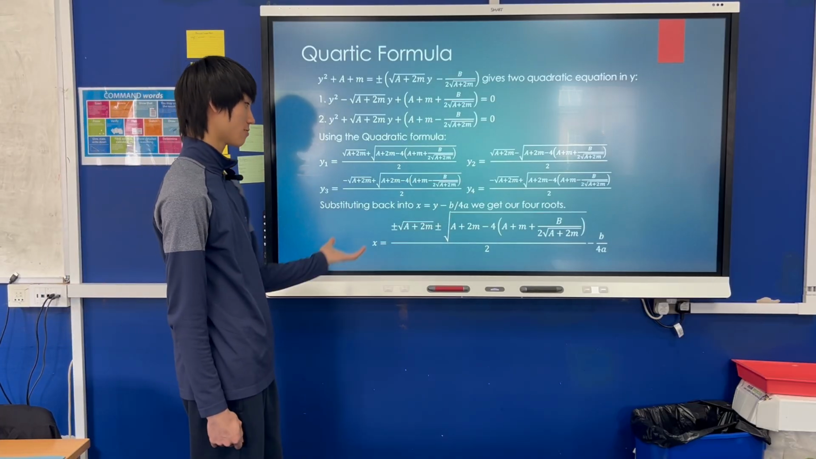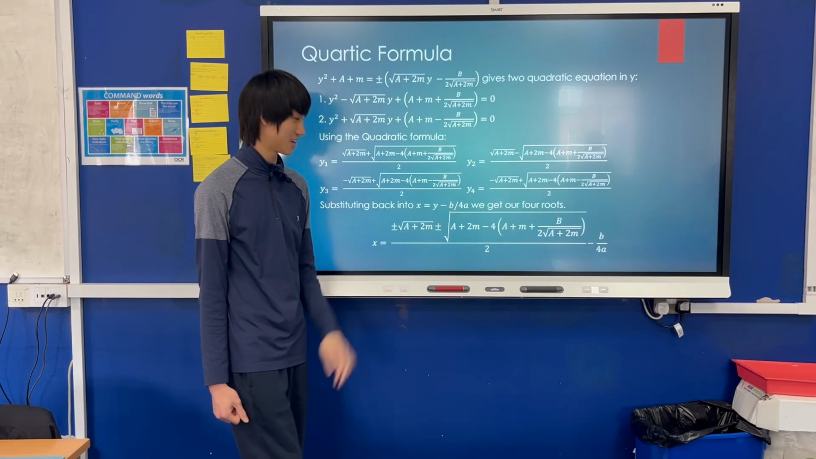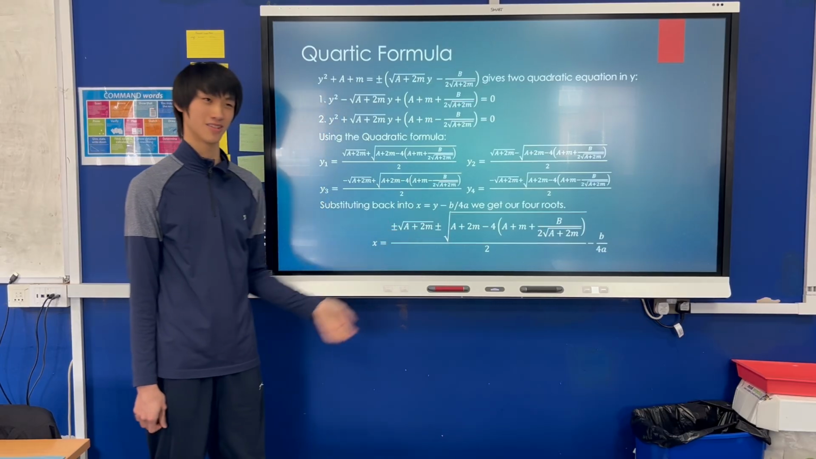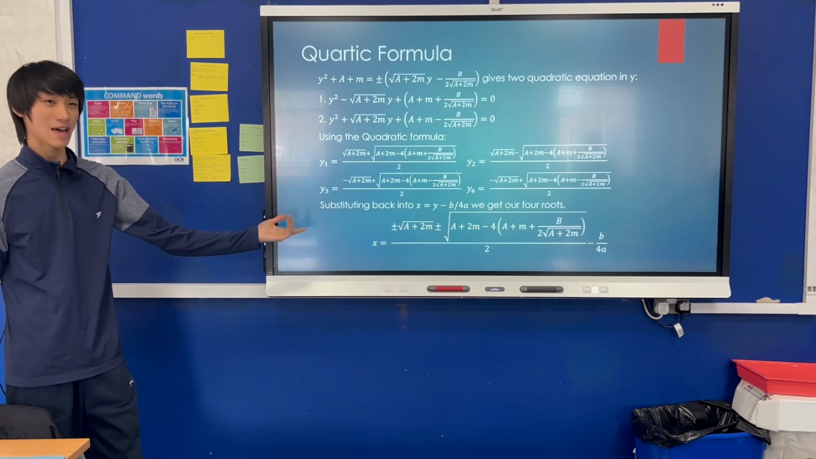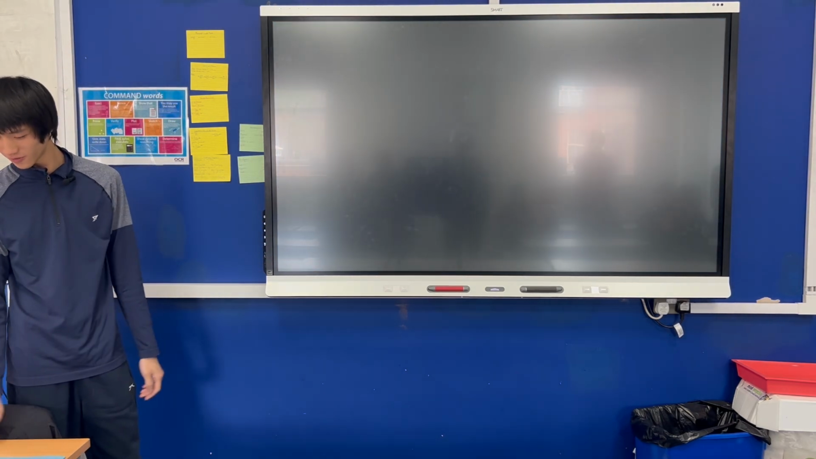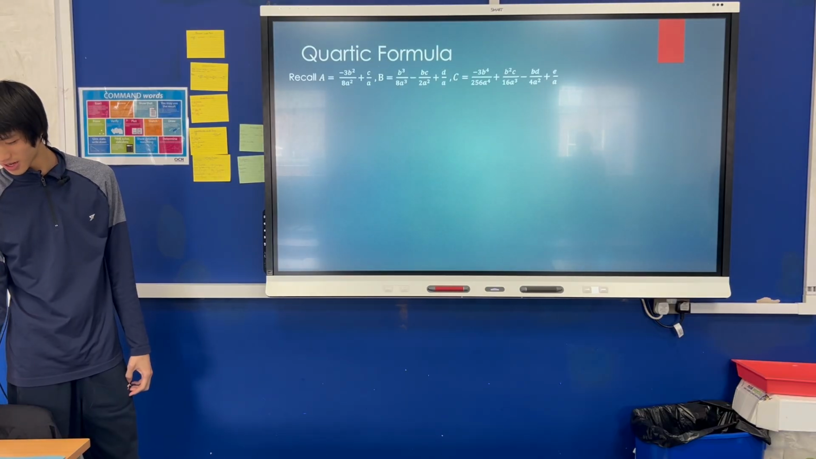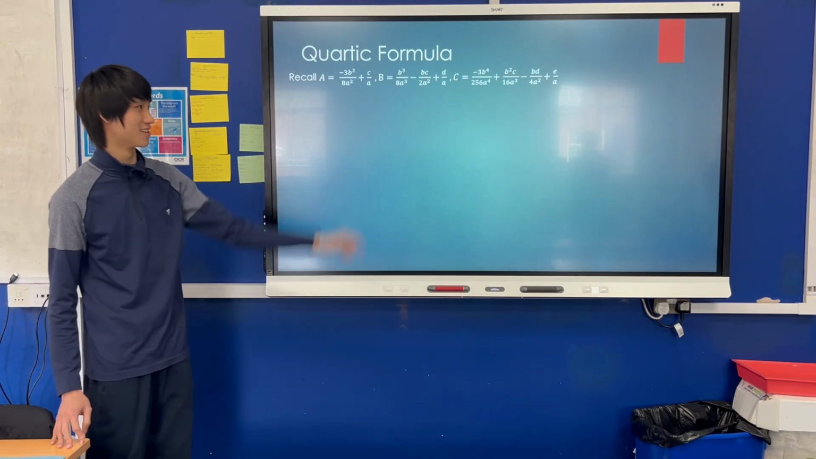And this one looks pretty nice compared to the cubic one, right? But remember, this is the depressed one. We have to put in what a, b, and c are, and what m is, right? We want to find m. So let's first look at, yeah, we want to put that back in, right?